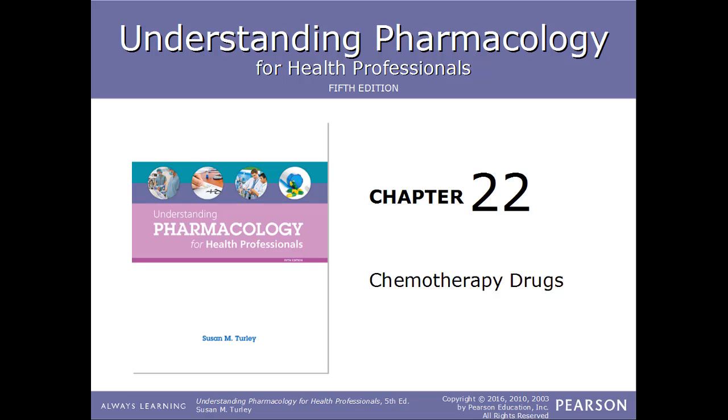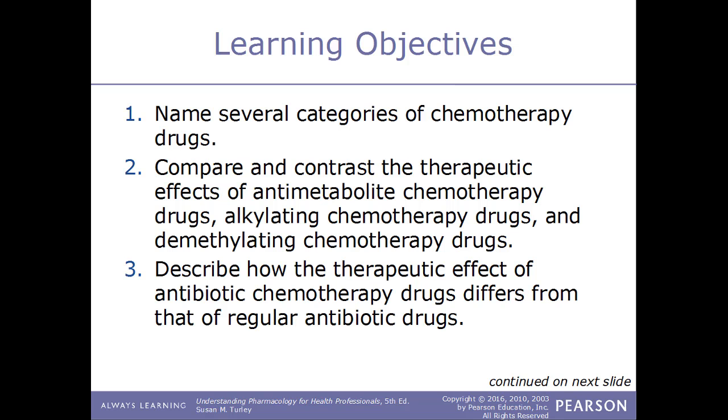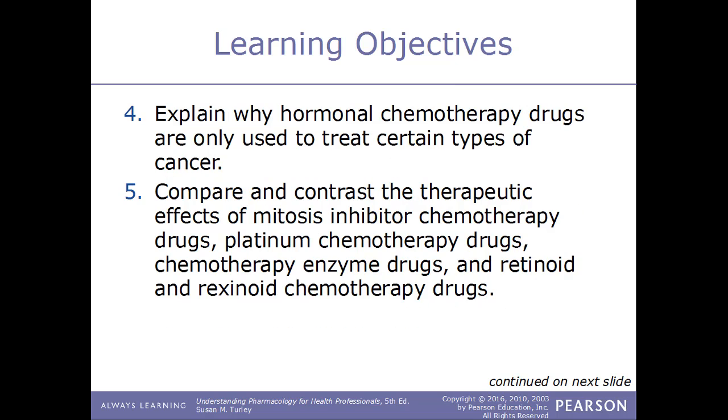In this video, we will be discussing Chapter 22, Chemotherapy Drugs. Learning objectives for this chapter: name several categories of chemotherapy drugs, compare and contrast the therapeutic effects of antimetabolite chemotherapy drugs, alkylating chemotherapy drugs, and demethylating chemotherapy drugs. Describe how the therapeutic effect of antibiotic chemotherapy drugs differs from that of regular antibiotic drugs. Explain why hormonal chemotherapy drugs are only used to treat certain types of cancers.